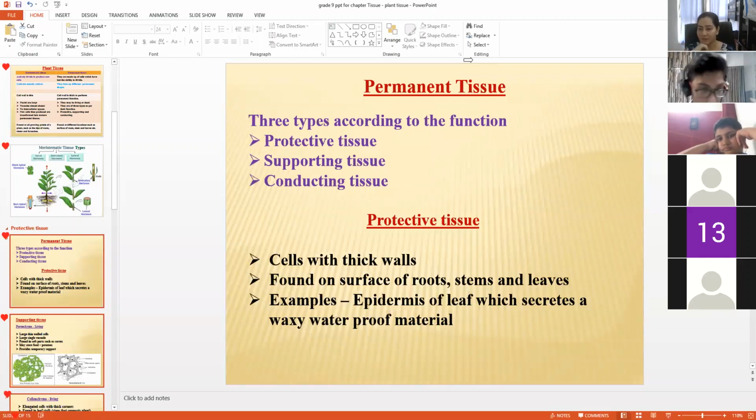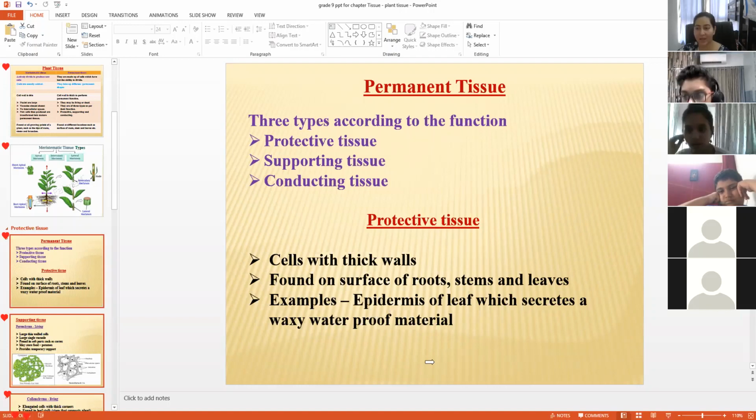First, we come to the protective tissue. When I'm saying protective tissue, these cells, the cell walls are thick. They are found on the surface of the roots, stems, and the leaves. For example, the epidermis of the leaf, which secretes a waxy waterproof material. Children, what is this waxy coating called? It's the cuticle.